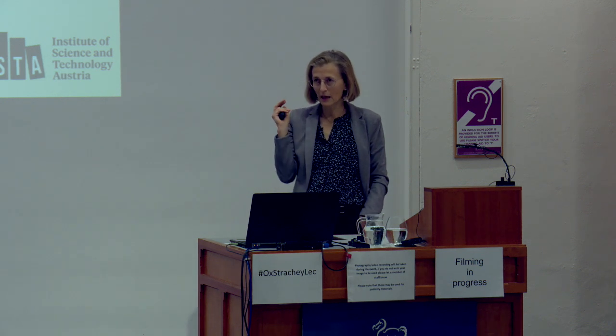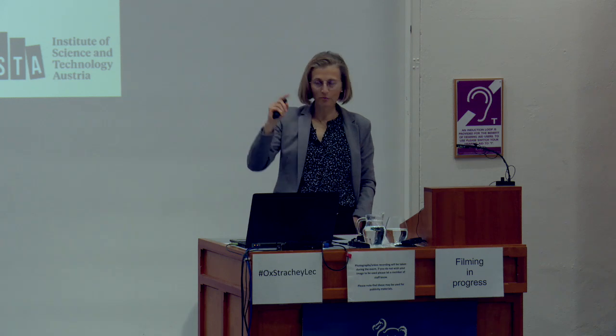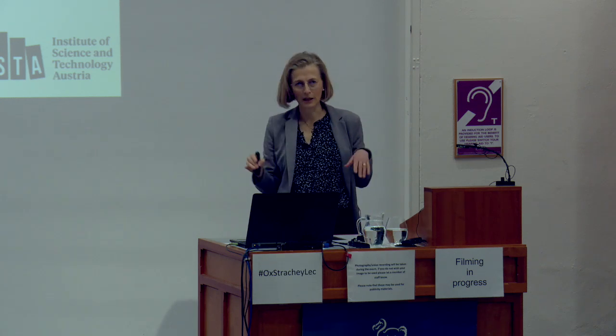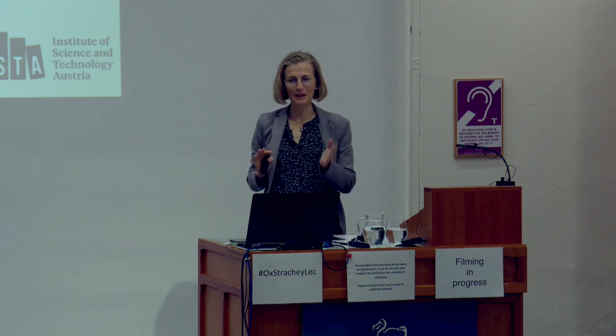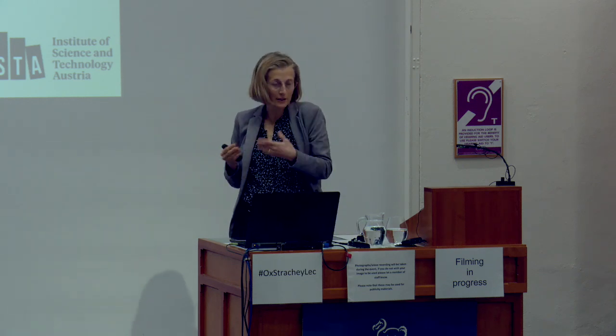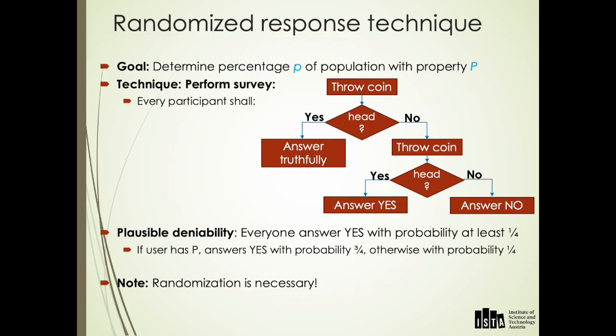So if you answered yes, and then I come to you and say, oh, you have property A, you can say, no, I actually don't have it, right? It was just the coin flips. Not me, it's the coin flips. You can blame the coin flips for your answer, and nobody can prove you otherwise. So it's private. And note also that you need randomization. Without randomization, this would not work, and the coin flips are something you need to keep private for yourself. Randomization is very important.